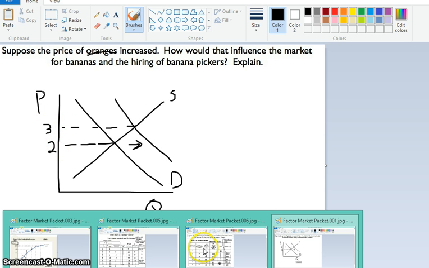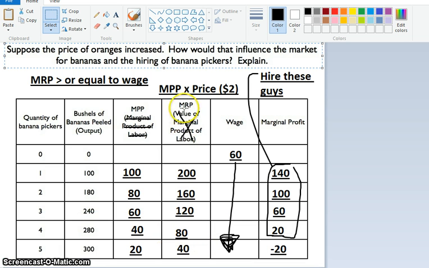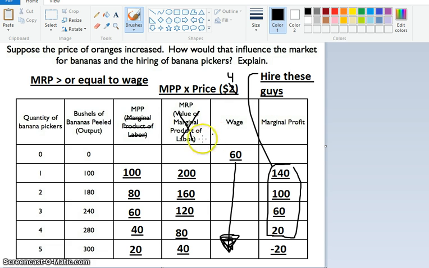Now let's go back and look at our chart here. What's going to be the ramifications if instead of the price being $2, let's say it's now $4 or $3 or $2.01? It doesn't matter. What's going to change here? Will the wage change? No, it'll stay 60. That's not going to change. But I just changed the part here that's MPP times price. That's your marginal revenue product. So all of these would now change. Instead of being 100 times 2, it's 100 times 4. This would be 400, 320, 240, 160, 80, so on and so forth. And so then these would change as well.